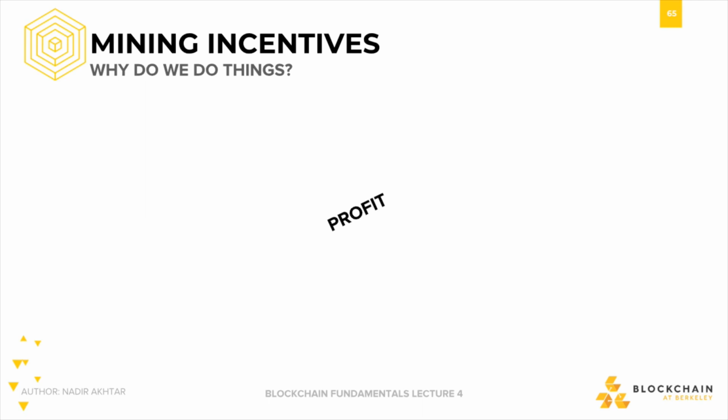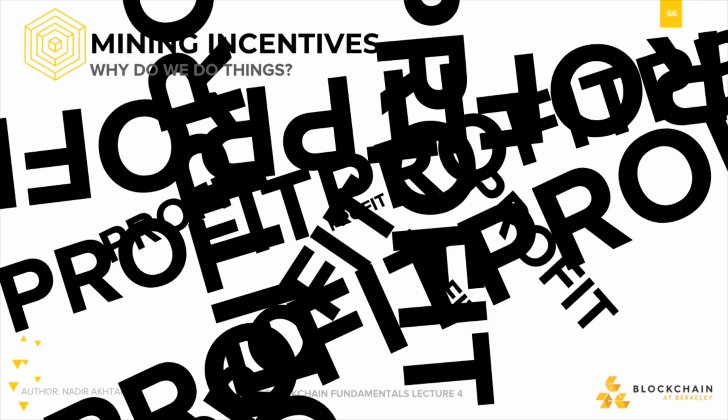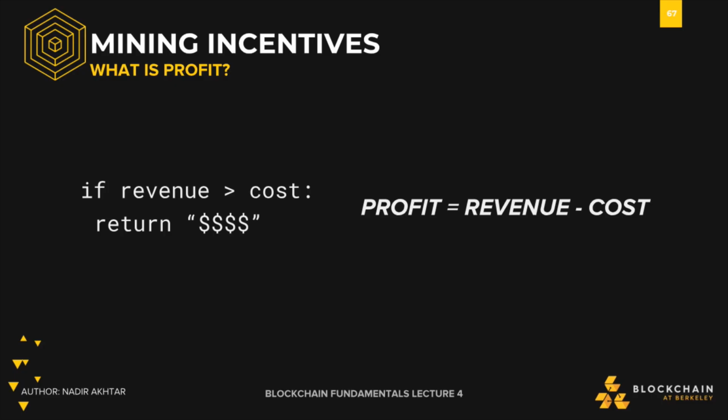And that's what the Bitcoin ecosystem is based off of, getting people to do things for the right reasons. And usually profit is a good way to get people to do what you want them to do. So if we go back to what profit means, profit is just revenue minus cost. And if the revenue is greater than your cost, you make some money. And so you want to maximize your revenue and minimize your costs.